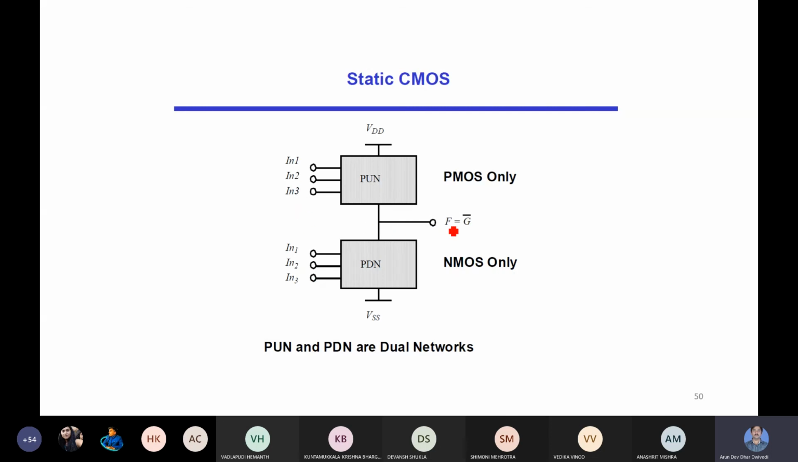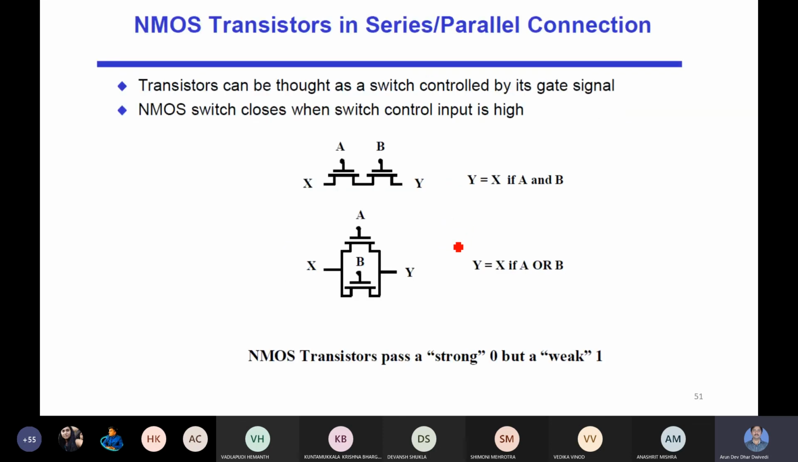Finally, whatever output F you are getting here is basically the complement of whatever is implemented by this network. So the output here is basically G bar. G is implemented here, then G bar will appear here. That we will discuss later on.